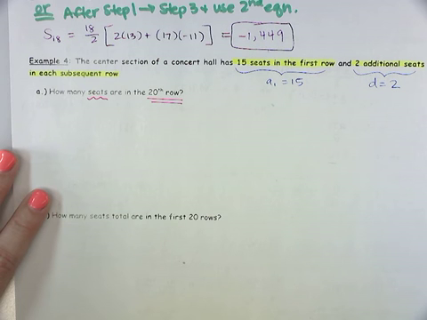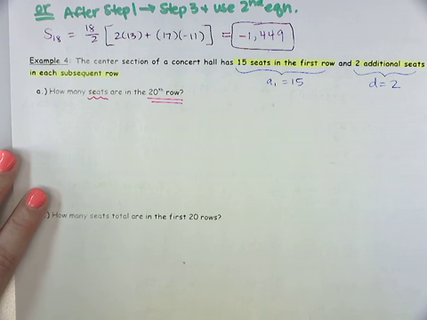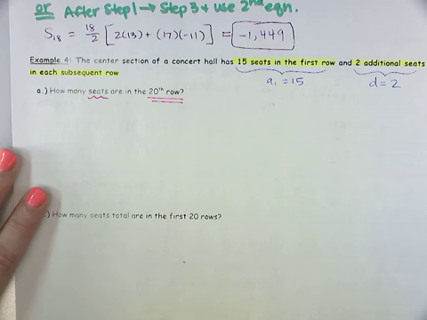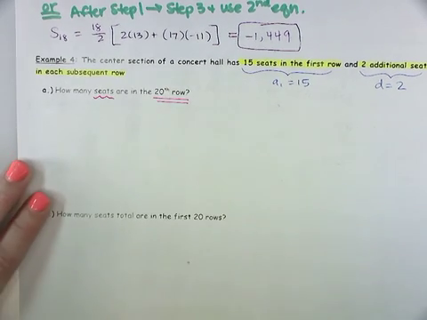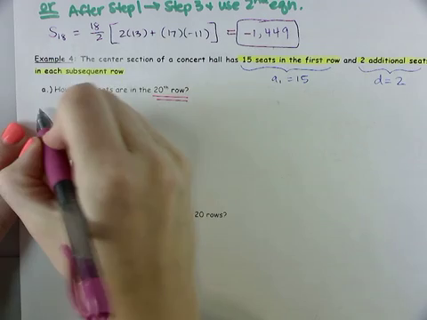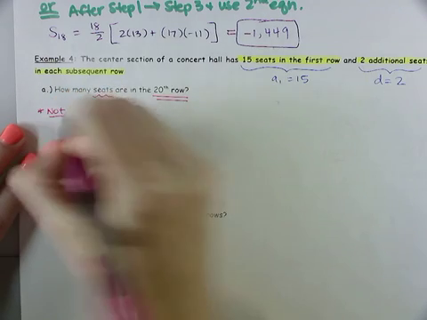It's going to be a term. If it was the sum, what might the question ask? It'll say something like the total, which you may see in part B, and we'll go over that as well. So how many seats are there in the 20th row? Okay, so this is not a sum.